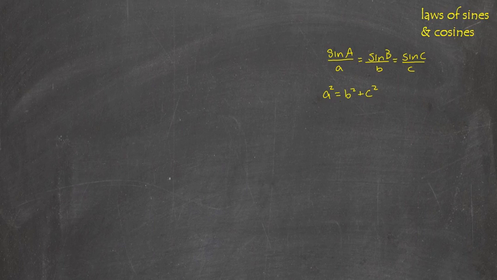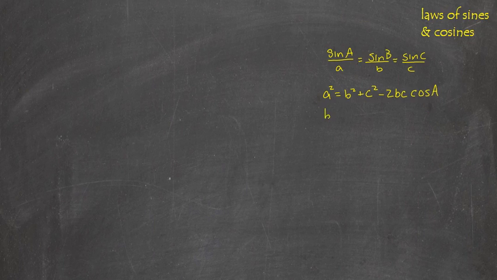So I'm looking for a squared equals b squared plus c squared. Presumably I know the measures of b and c, and I'm going to subtract 2 times the 2 side lengths I know, bc, times the cosine of the angle opposite the side length I'm looking for. So this is the first expression of the law of cosines.